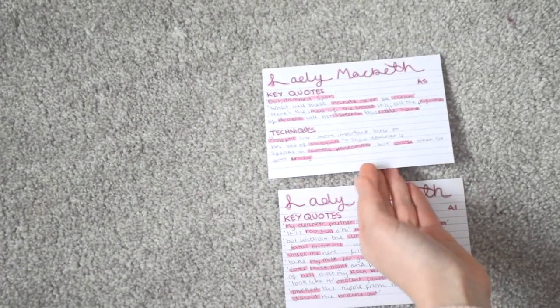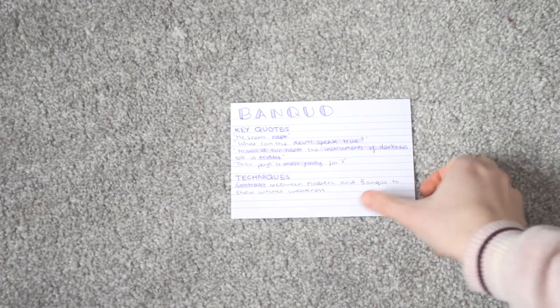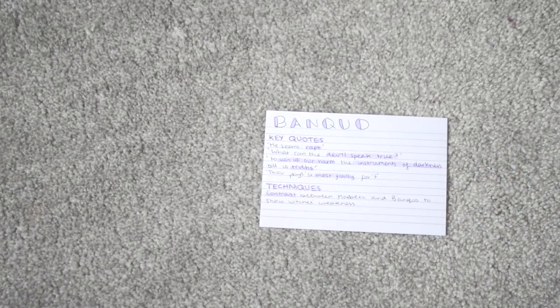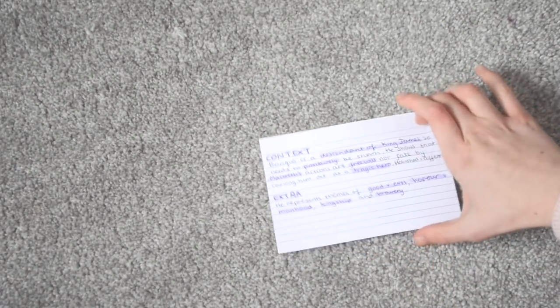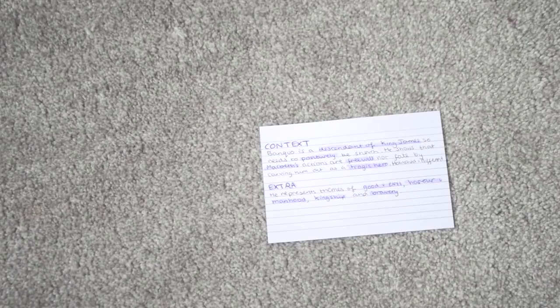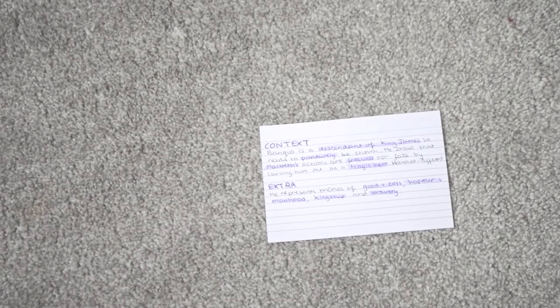And then next I have Banquo. I've only got one card on him because I didn't think he was that important. I thought he also died quite early on, so there's not as much to write about him as the other characters. So again, key quotes, techniques, and then some context to add in there. He was a descendant of King James, so you didn't want to present him negatively as it did in the text that this is based off of. I can't remember the name. Shakespeare didn't want to portray him as evil, which he was in the original text.